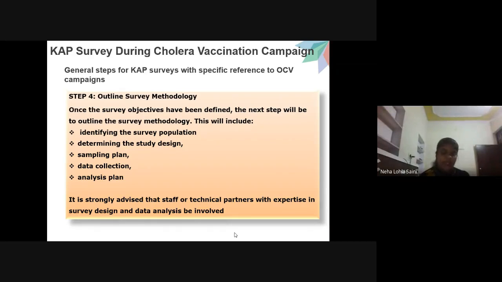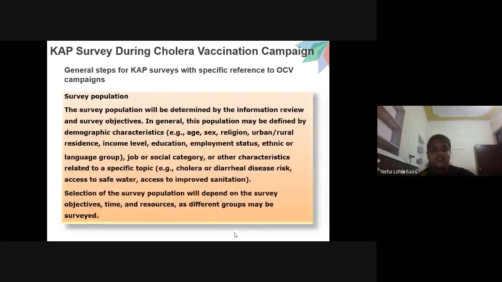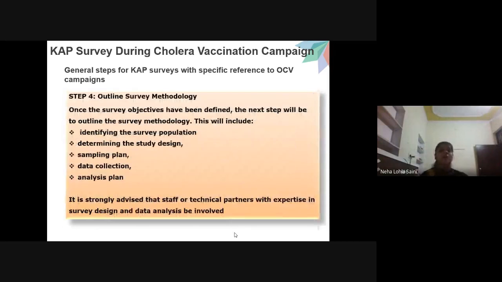plan. And it is strongly advised that the staff or the technical partners with expertise have to be involved in survey design and data analysis. Okay, because their views, their comments are very much important when you outline your survey methodology. So we will discuss all this survey population and everything in detail.